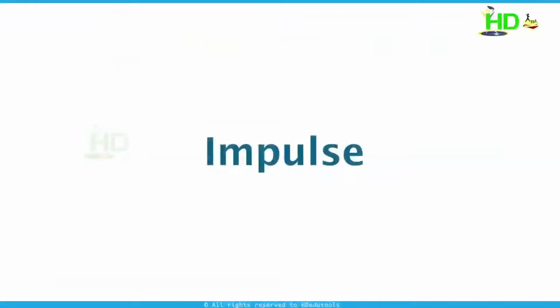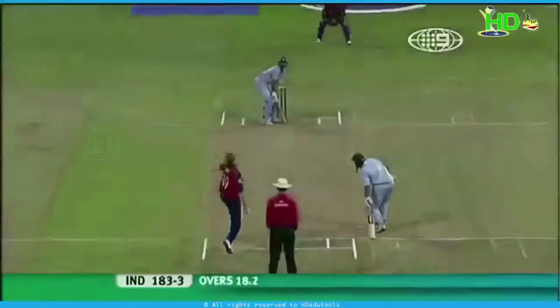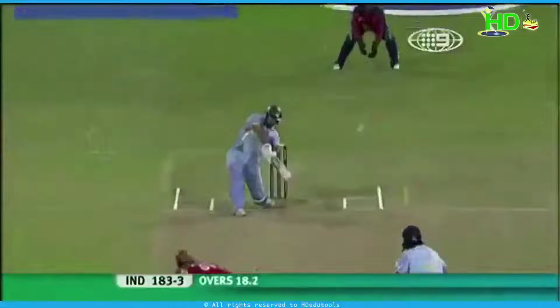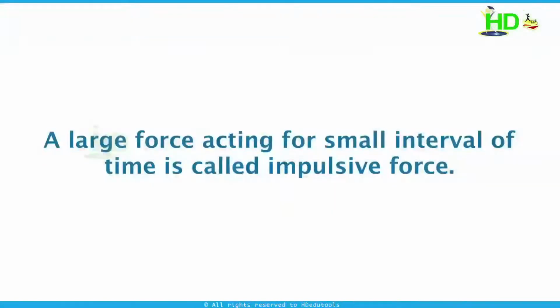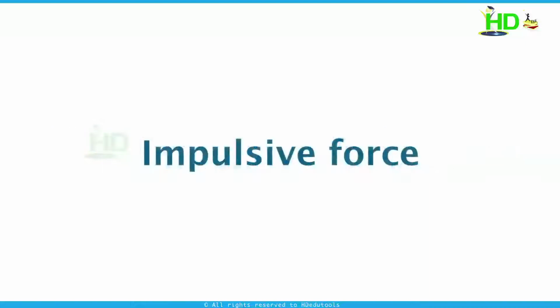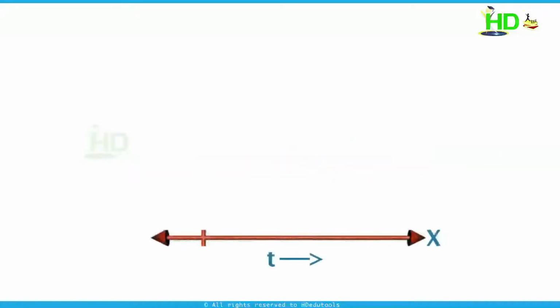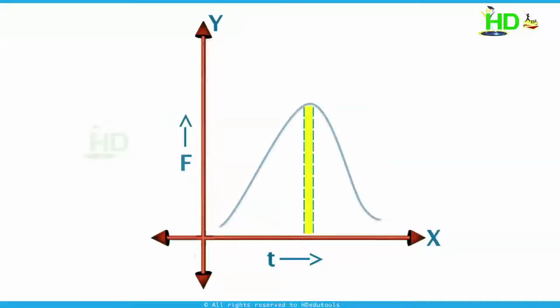Impulse. What is impulse? If a cricketer hits a ball with high force within a short interval of time, the ball changes its direction. This kind of force, a large force acting for a small interval of time, is called impulsive force. In the case of impulsive force, if you draw a graph taking time along x-axis and force along y-axis, the graph will be like this. A large force is acting for a small interval of time.